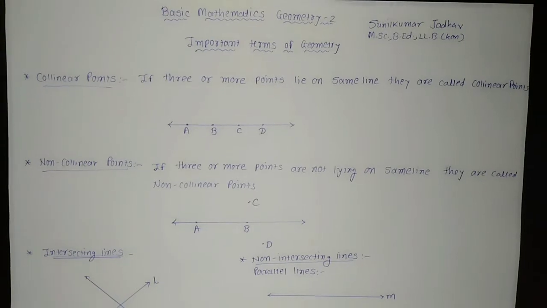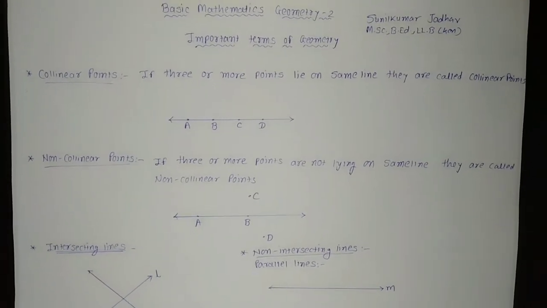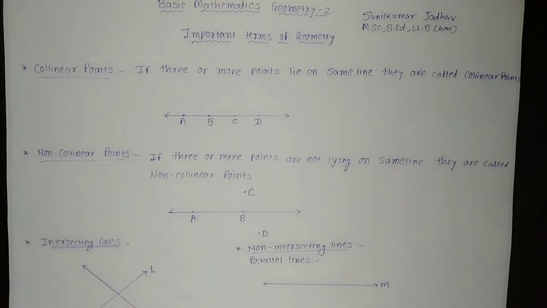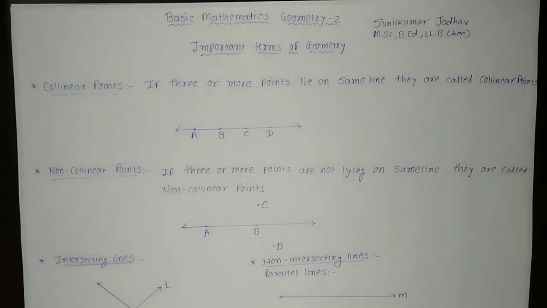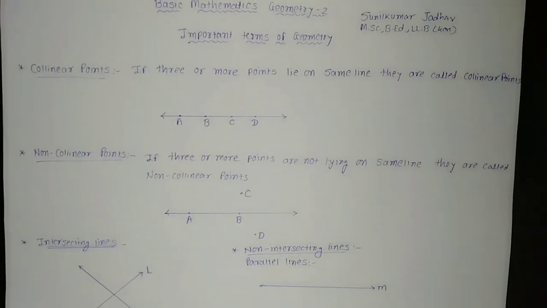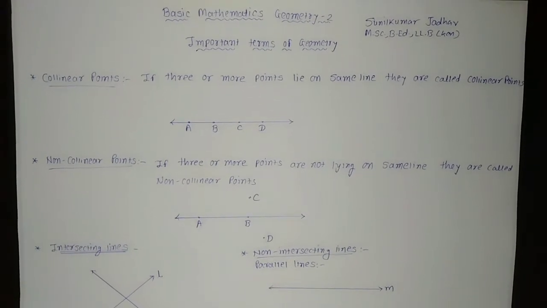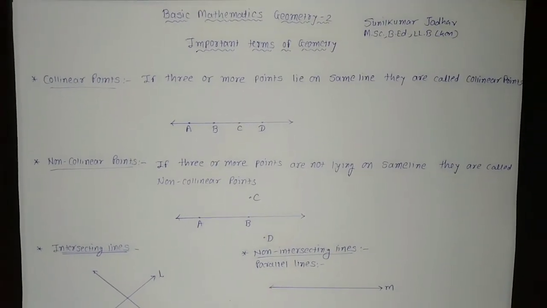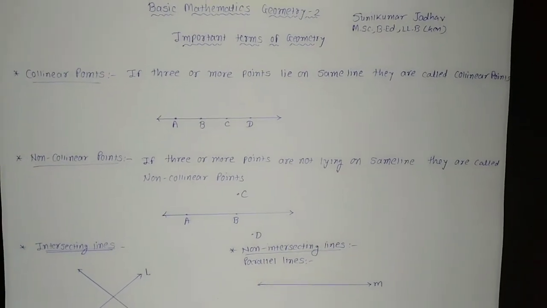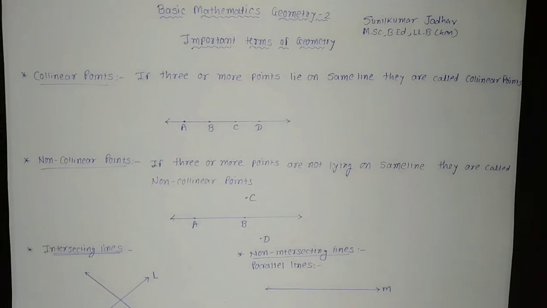As we have started the series of basic mathematics geometry, welcome back to basic mathematics geometry part 2. In part 1 we have already learned about certain terminologies related to geometry, in which we have seen what is a postulate or axiom, what is a theorem, what are the parts of the theorem, what is an undefined term, and what is a defined term, as well as what are the undefined terms in geometry. Those we have already learned.